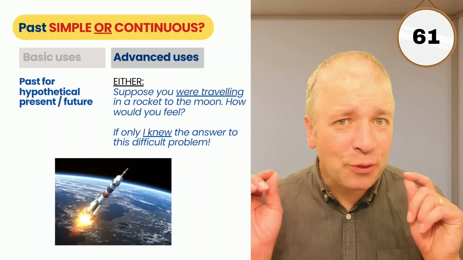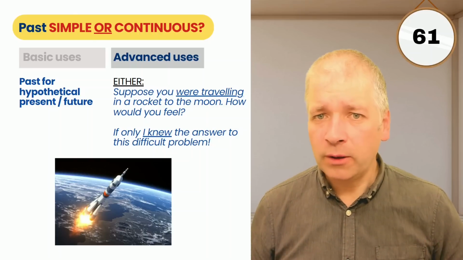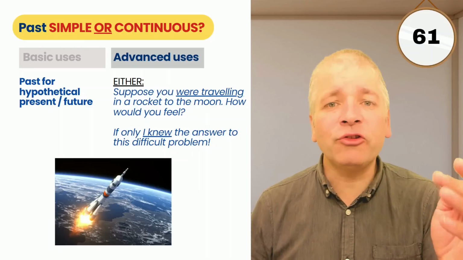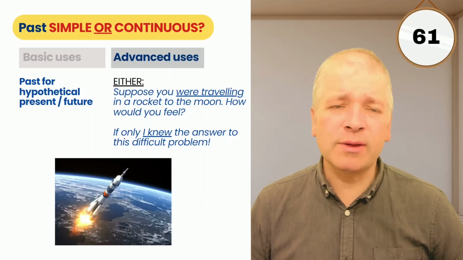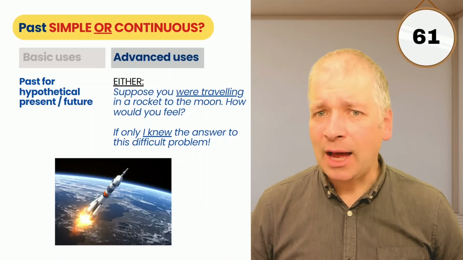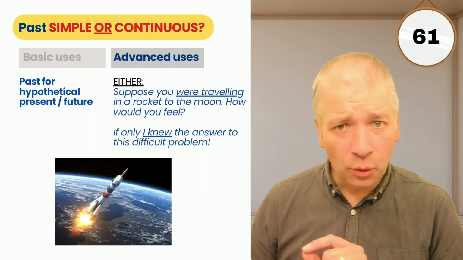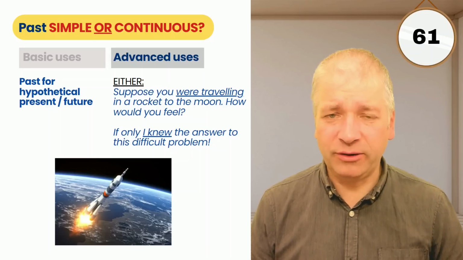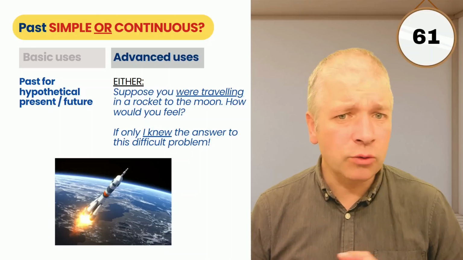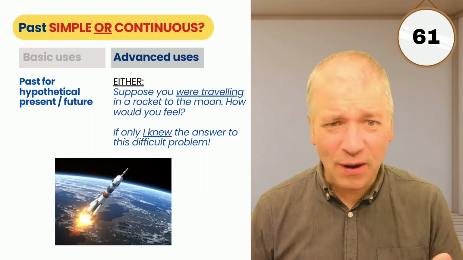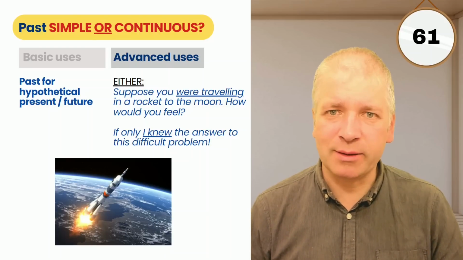If you're being hypothetical, even if you're talking about now or the future, you can use past tenses to show you're being hypothetical, that you're not being real, you're just imagining things. And for this, we can use either the past simple or the past continuous, depending on the sentence. Look at the picture. Do you think this could happen to you? Could you travel in this rocket? It's very unlikely. So we would be hypothetical and use past tenses.